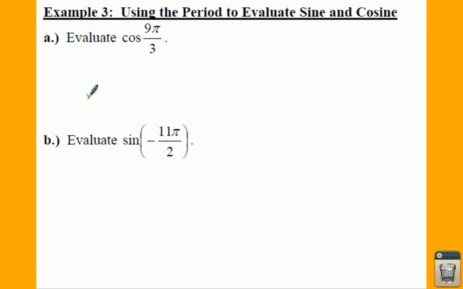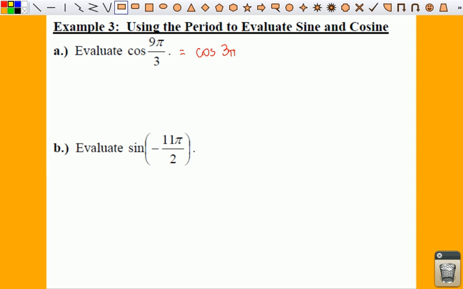So if we think about this as we go through and evaluate our sine and cosine, we need to evaluate here first the cosine of 9 pi over 3. Well, this is an improper fraction, so the best thing to do would be to rewrite this as something we might recognize. How about the cosine of 3 pi? Well, 9 pi over 3 reduces to 3 pi. Well, where is 3 pi?